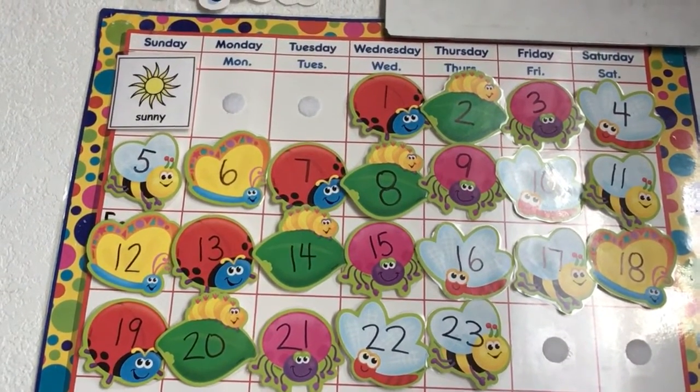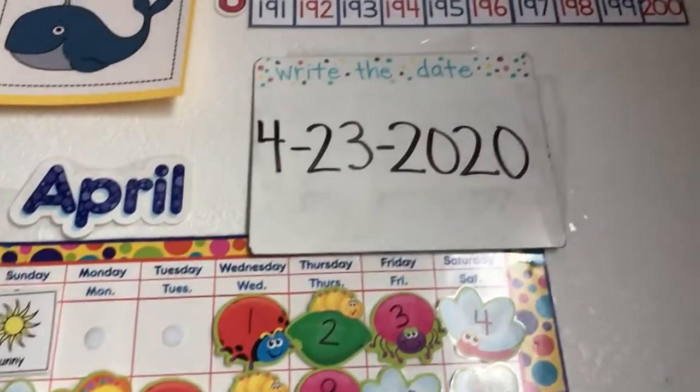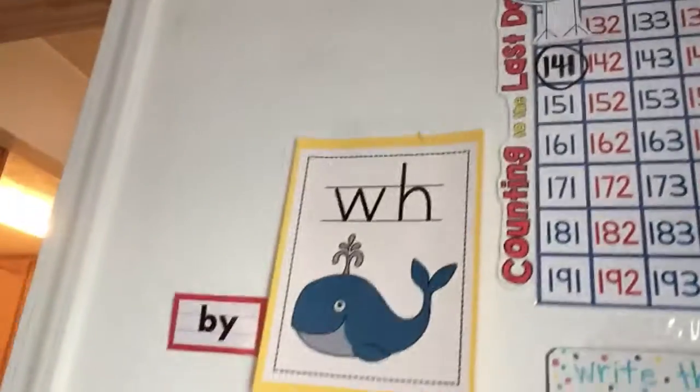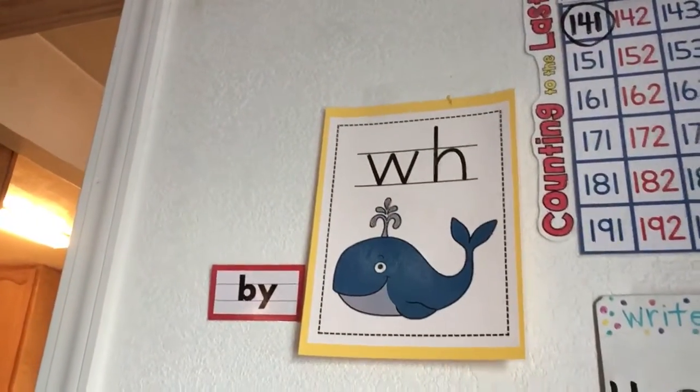Today's the 23rd day of April. This is how we write the date. Pigeon is standing on the number 141. That's our sight word and our digraph for the week. All right, TK friends.